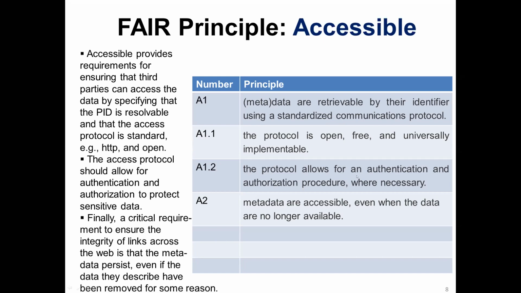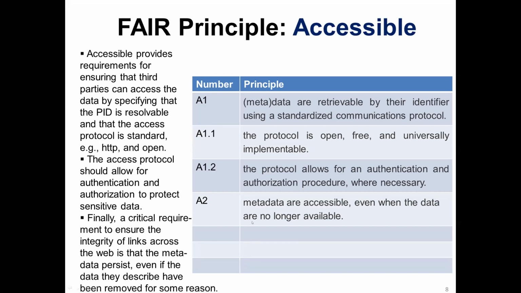A1.2, the protocol allows for authorization when necessary, because some of these archives need a user. You need to have a username and password to make sure that you are the one, they get your information in advance and then you can access it, not anybody else. So this is our accessible in A1.2.